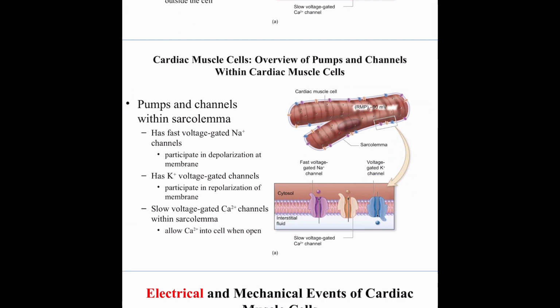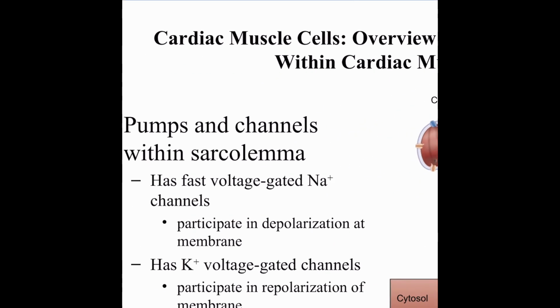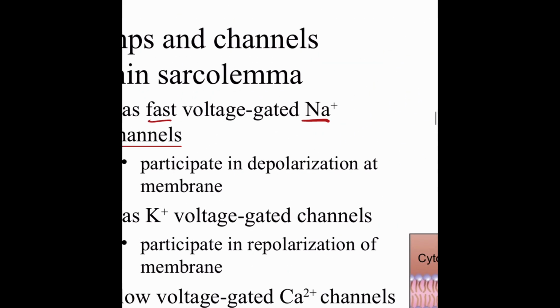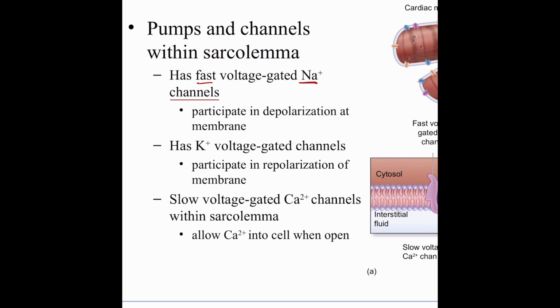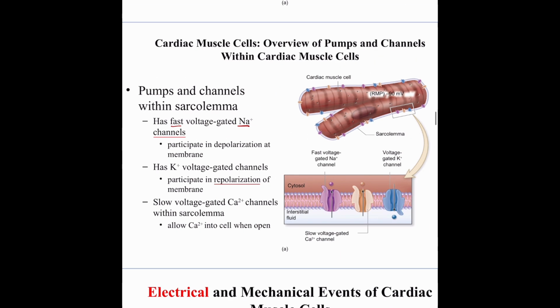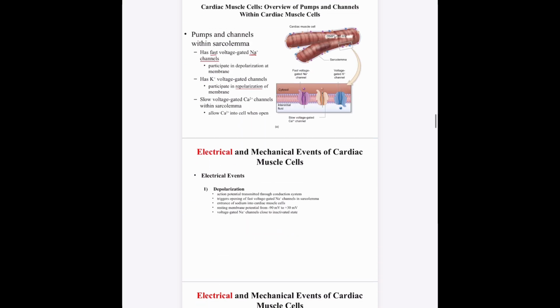So the pumps and channels within the sarcolemma, again, fast voltage. So nodal cells or any of the conduction system in the heart has slow, whereas the muscular cardiac system has fast sodium channels. And they participate in depolarization at the membrane. The potassium voltage-gated channels participate in repolarization. And we will get into calcium in a bit.